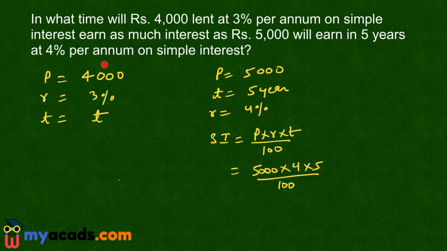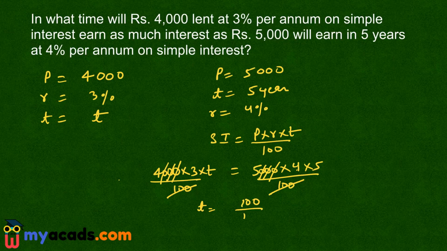So simple interest in this case is PRT upon 100. P is 4,000, rate of interest is 3, time period is T upon 100. So I have to find the value of T. So 100 will cancel out with this 100. This 1000 will cancel with this 1000. So T is, 5 4s are 20, 2500, 100 by 12. I can divide this by 4. 4 3s are 12, 4 625s are 2500.